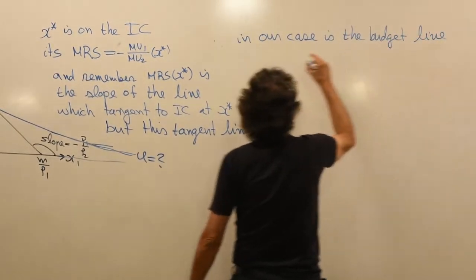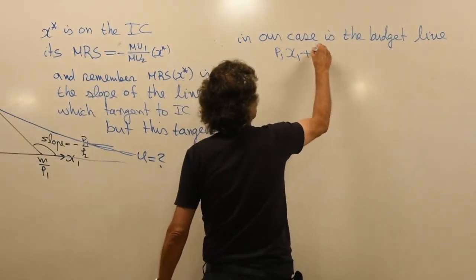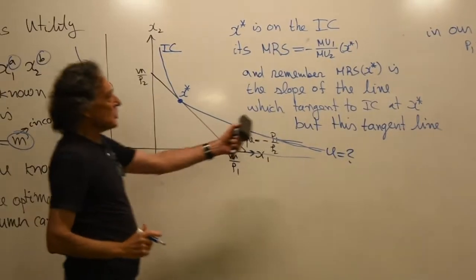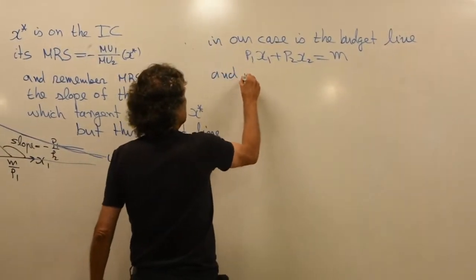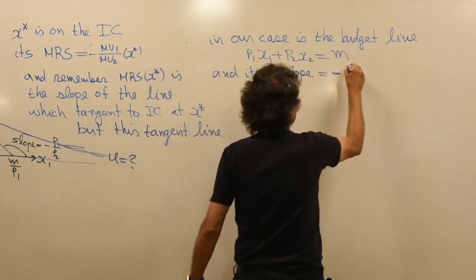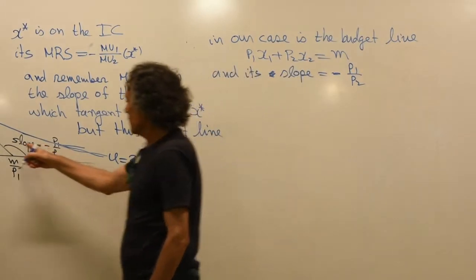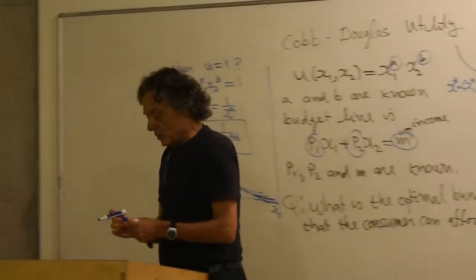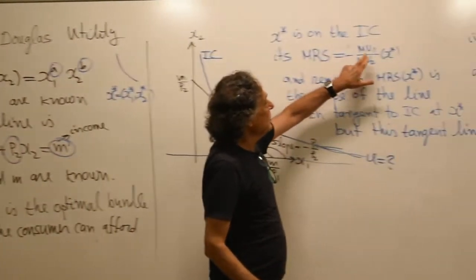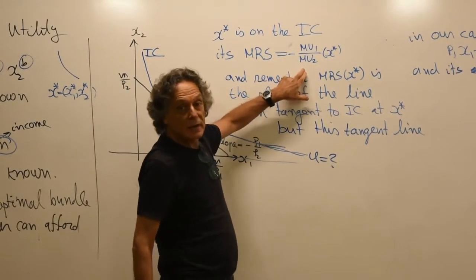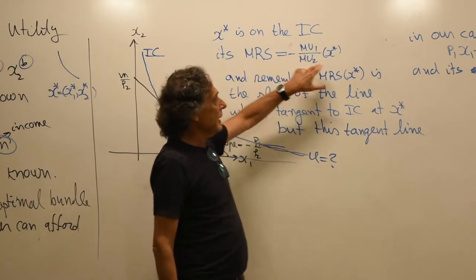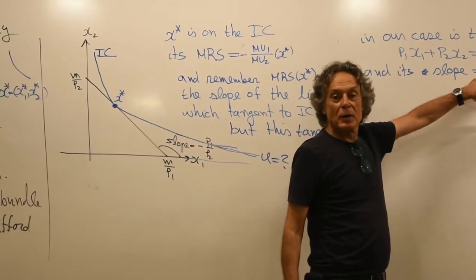What does it mean, the budget line? P1 x1 plus P2 x2 equals m. Great. So I know what the slope is: the slope equals negative P1 over P2. That's what we wrote here. Very good. So actually the first equation, I know the utility, so I know the marginal utilities U1 and U2. I'll divide one by the other, and I'll set it equal to negative P1 over P2.